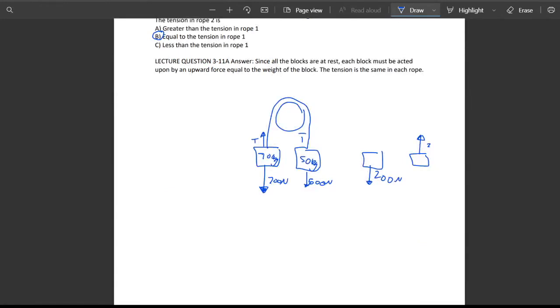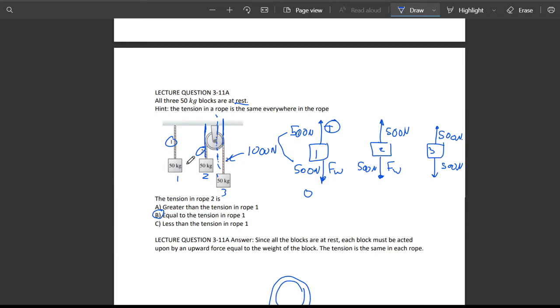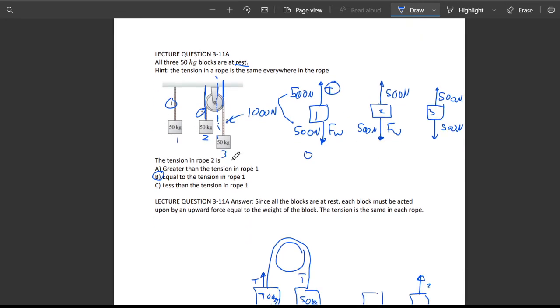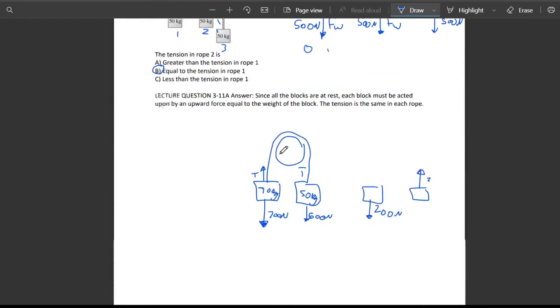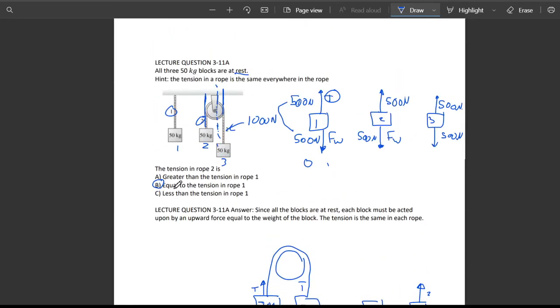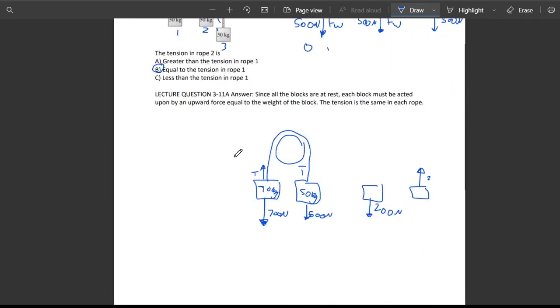One last thing I wanted to say about this question is that the reason we were able to make so many assumptions about this question, this is a very simplified version of a question that you could get, is because these masses are equal and the problem states that the blocks are at rest, which means we were allowed to make a bunch of assumptions about the system itself, in order to make the conclusion that the tension between these two ropes was equal. However, if we have a different mass for one of them, let's say one of the blocks was 70 kilograms, we would have to consider the forces acting on each block.